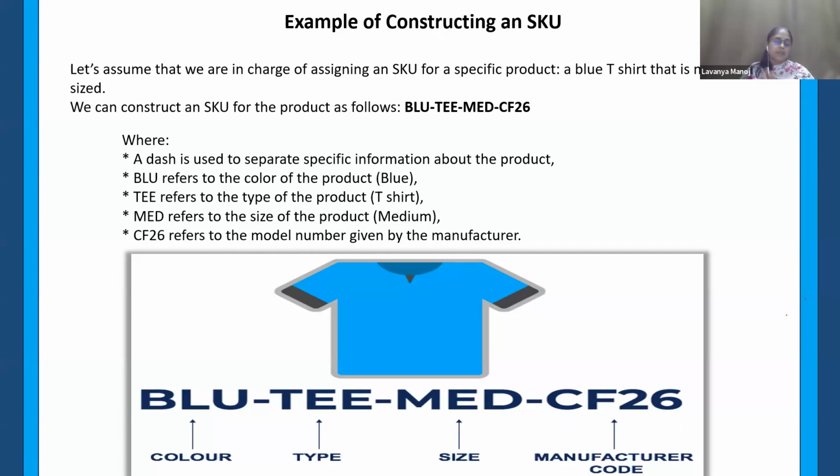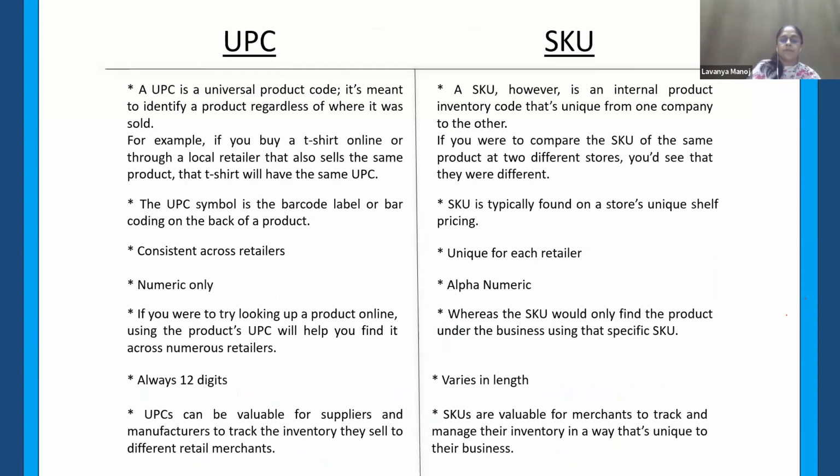But again, this is completely on the choice of the retailer. However he or she wants to maintain the SKU code, they can go with. They can go with only numbers, or only alphabets, or a combination of both characters. They can use even special symbols as well if they want to. So it's completely the retailer's choice. Clear?